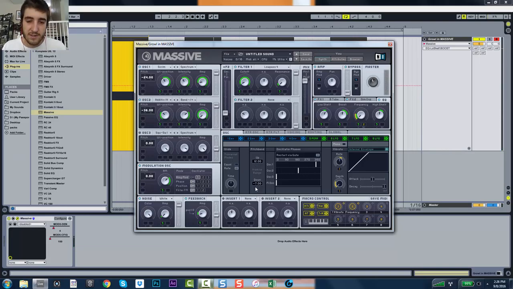And then you're going to want to push these. You're going to want to put your pitch bend at 12 and negative 12 because we are going to mess with that after. We're just going to get the sound a little closer. Okay.